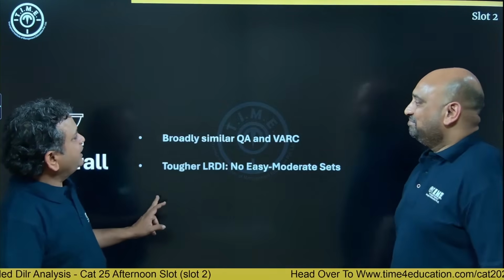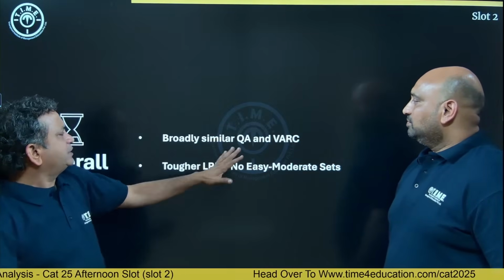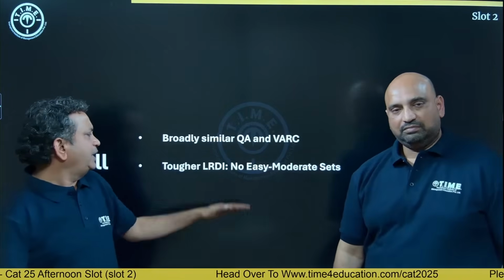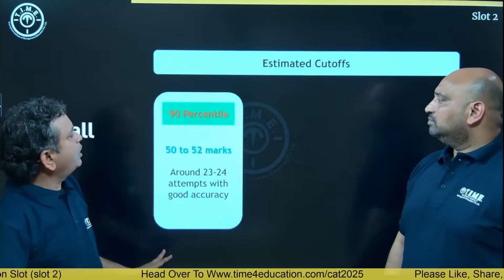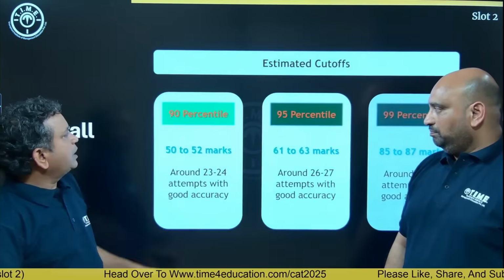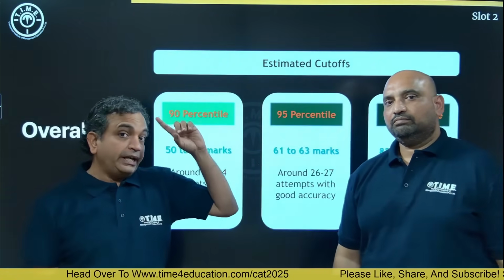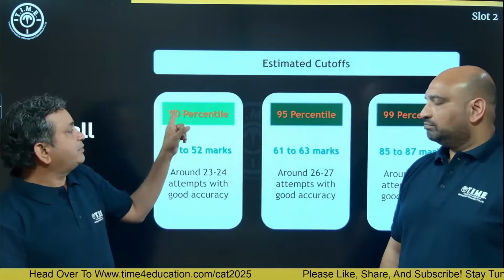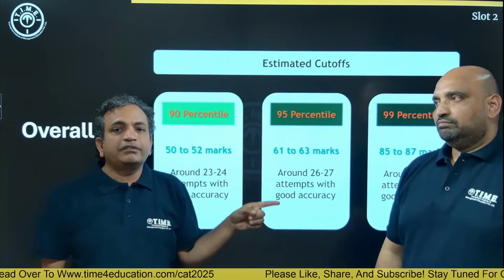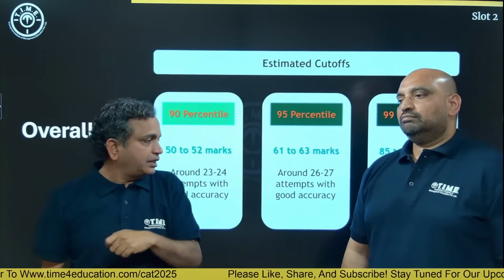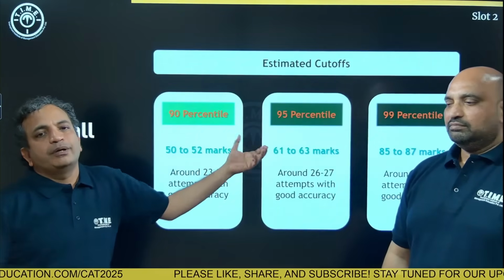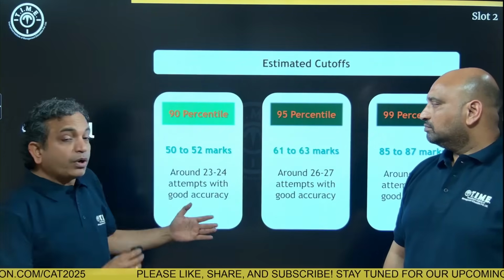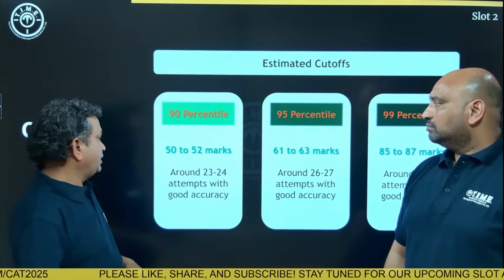Okay, so now let's look at the overall thing: broadly similar Quant and VARC, and a tougher LRDI. All right. So with that, let's move to the overall cutoffs. Now here overall, instead of 85 for sections, we are giving 90, because the reason why we give 85 is that 85 is the sectional cutoff, whereas here 90, 95 and 99 are much more meaningful numbers from an overall percentile perspective.